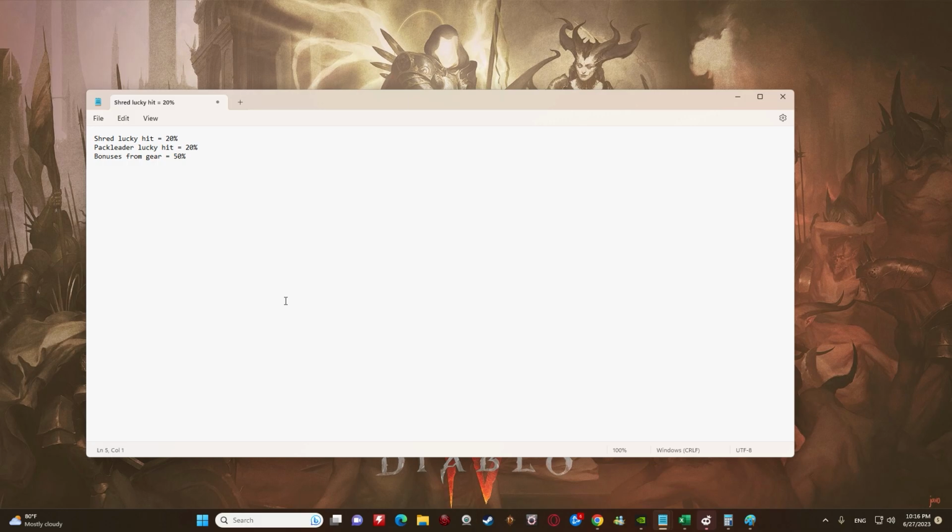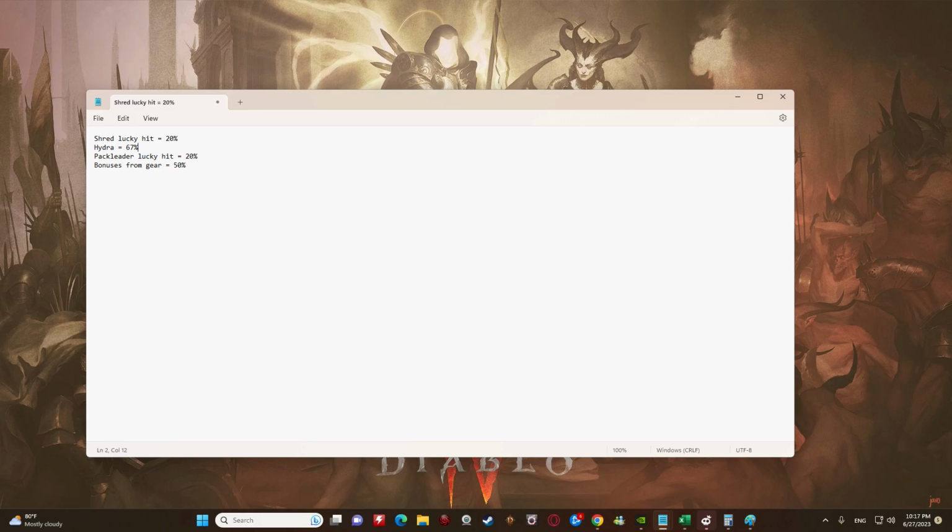So the first thing we look at is whatever the skill is you are using. So Shred Lucky Hit for this example is going to be 20%. And then for fun, we're going to put Hydra from a Sorcerer in here as well, just for example purposes, right? We're going to assume Hydra's is 67%, okay? So these are coefficients, okay? And this is going to bring me to the next thing, right?